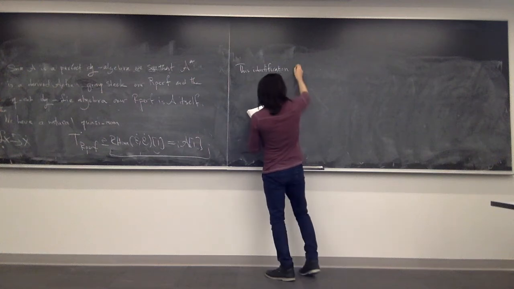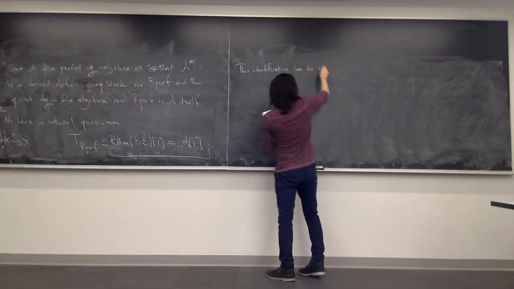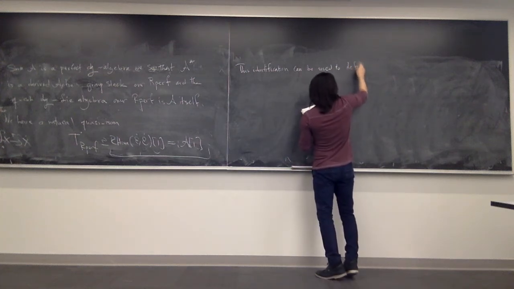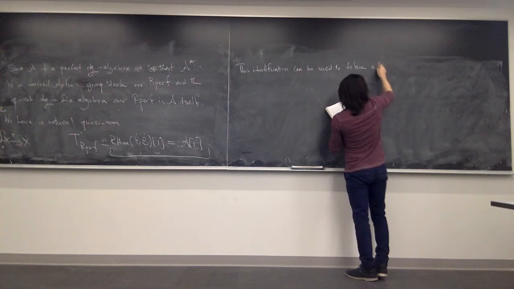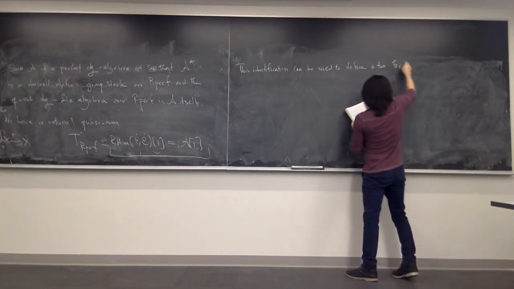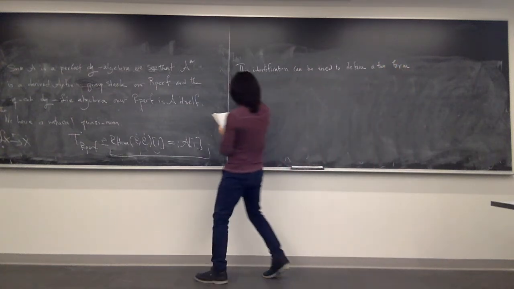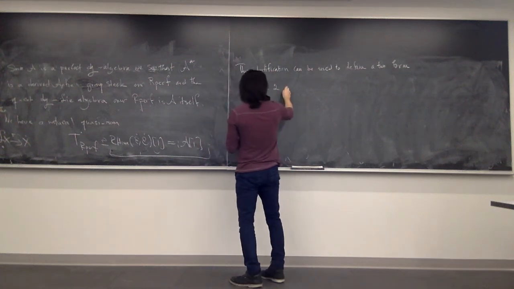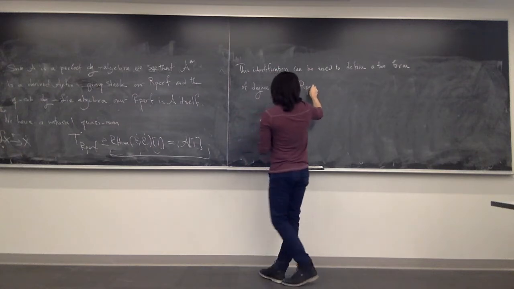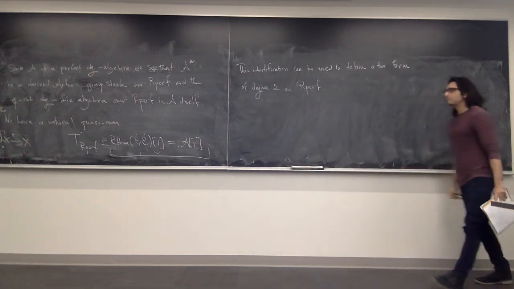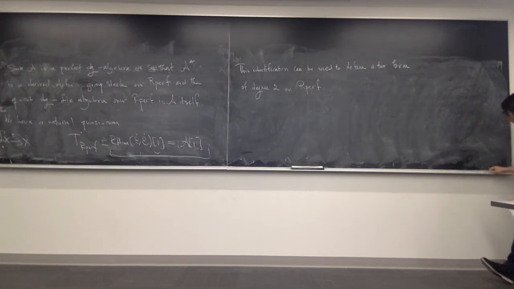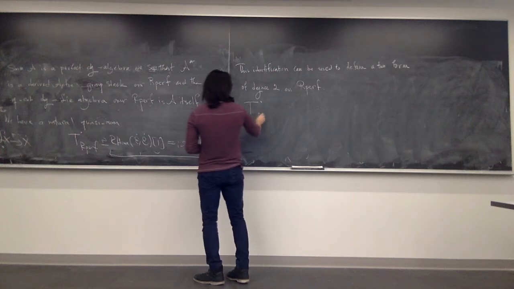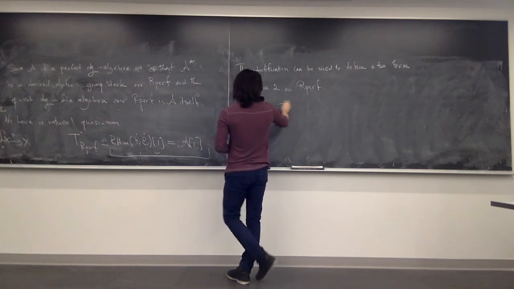Identification can be used to define a two-form, a two-form of degree 2 on R curve. How? Well, just tensor this thing with itself. You have the tangent complex.